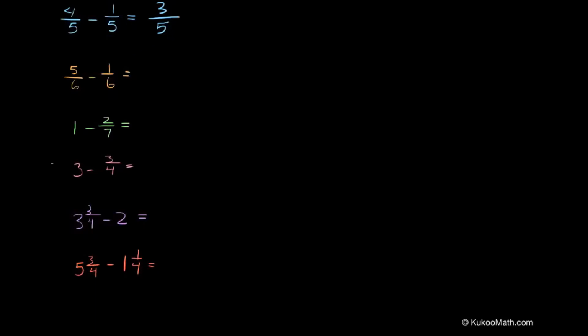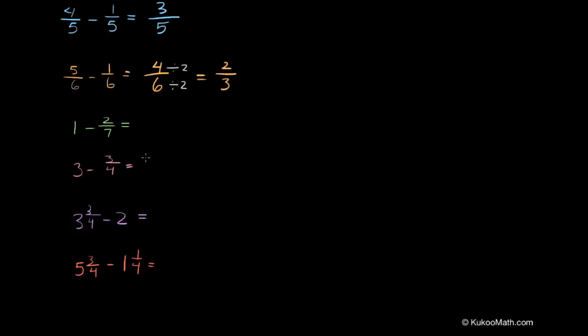Let's try the next problem. 5/6 minus 1/6. Let's do 5 minus 1 is equal to 4, and then bring over the 6 that both fractions in the problem have. Now, this answer 4/6 can be simplified even more. So if we divide both the top and the bottom by 2, we can get a simplified fraction, which is 2/3. So that is our final answer.